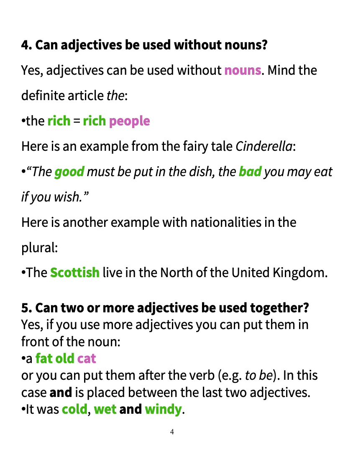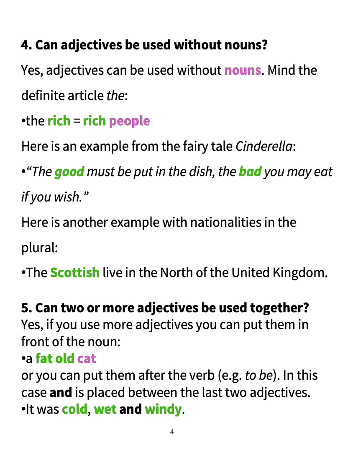Notice that it is talking about food, but they didn't say the good food or the bad food. They say only the good must be put in the dish and the bad you may eat if you wish. Here is another example with nationalities in the plural. For example, the Scottish live in the north of the United Kingdom. He didn't say the Scottish people or citizens; he just said the Scottish live in the north of the United Kingdom.